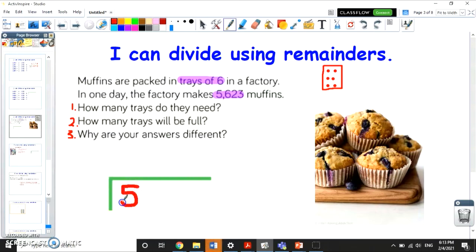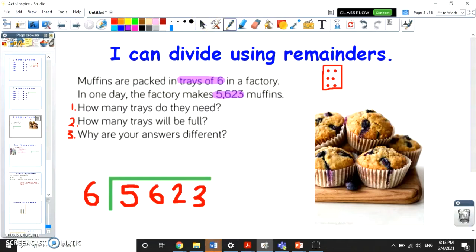And I know I now need to do 5,623. And I need to divide that by 6. Because my first question was how many trays do they need? And that's the way I'm going to find out. So I'd like you to pause the video now and have a go at working out that question on your own first, and then we'll go through the answer together in just a moment.